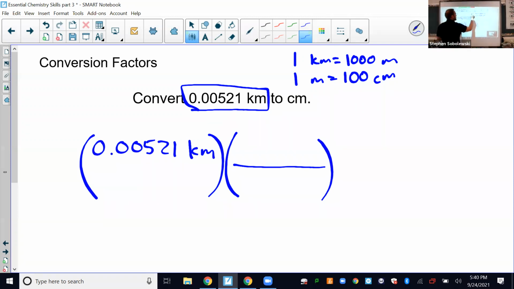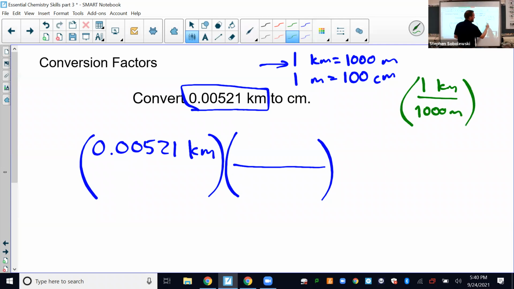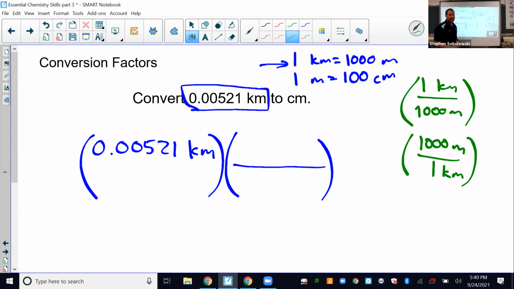We're looking to convert the kilometers. So we're going to use that top fraction. Now, we have a choice. We can multiply this by 1 kilometer over 1,000 meters, or we can multiply it by 1,000 meters over 1 kilometer. Now, you can't multiply it by 1,000 kilometers over 1 meter because 1,000 kilometers does not equal 1 meter. That wouldn't equal 1. We would get the answer wrong.